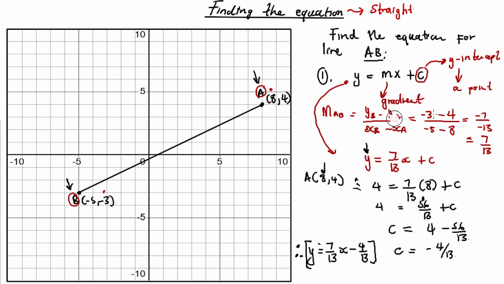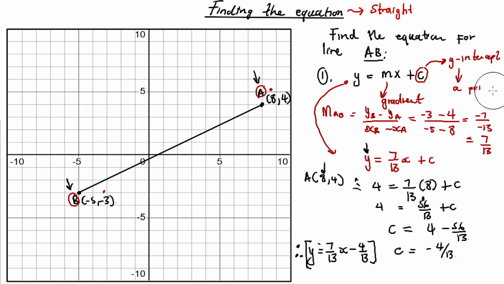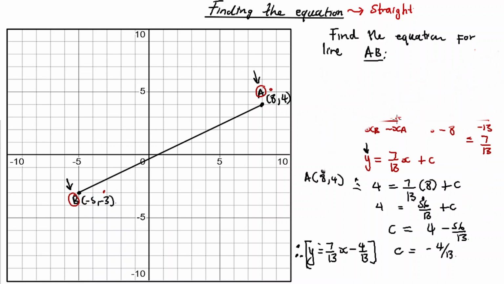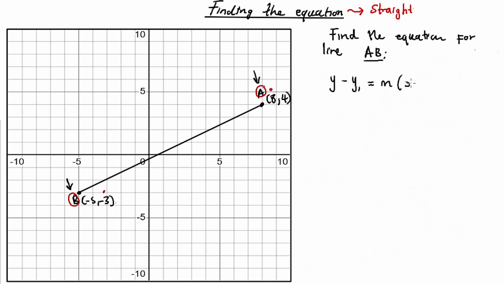Now, let's use the second equation. Let's use equation number 2 to find the equation for line AB. Do not forget, we calculated the gradient to be 7 over 3. So I'm recalculating the equation for straight line AB. But instead of using mx plus c, I'm going to use the second equation: y minus y1 equals m, open bracket, x minus x1. So we're going to use this one to find the equation for AB.